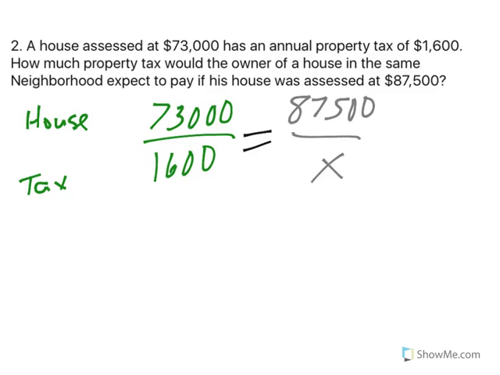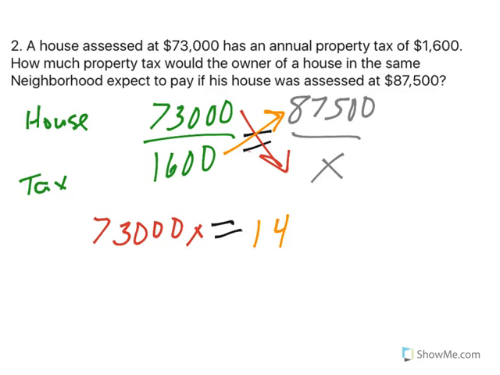Now, if you just look at this, look at your numerators, $73,000 to $87,500. The numerators get bigger, which means your taxes should also get bigger. So you should expect an answer that is bigger than $1,600. Okay, so we cross multiply. 73,000x equals, I'm going to go the other way now, 1,600 times 87,500, and we get a large number.